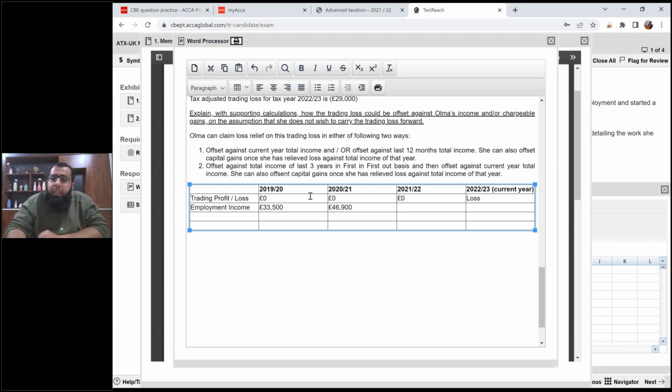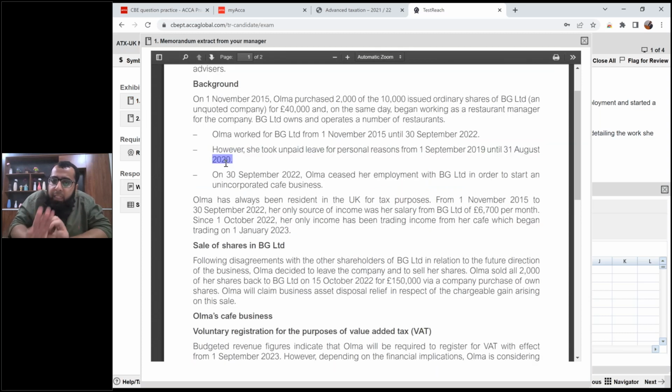Okay. Now let's talk about 21-22. Now he returned from the unpaid leave on 31st August 20. He continued the employment till 30th September 22. So listen to me. In 21-22, so many students give wrong answer in this question.